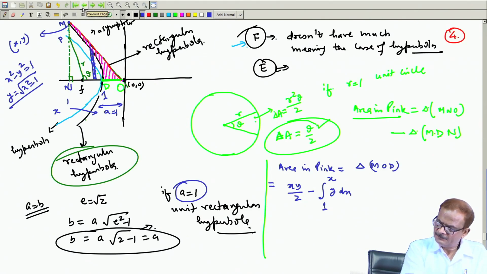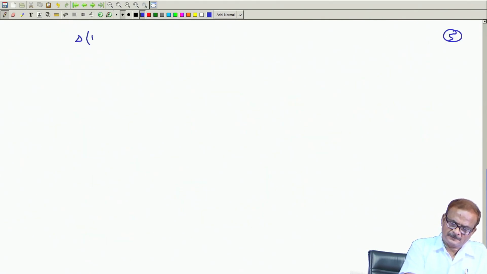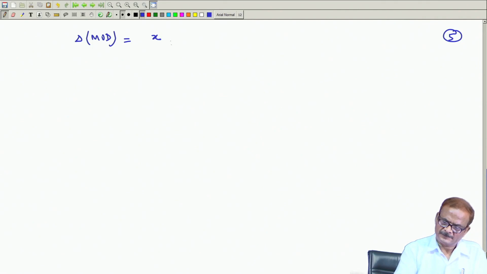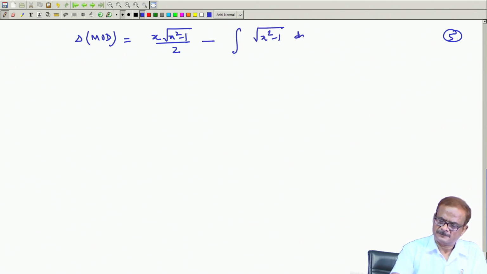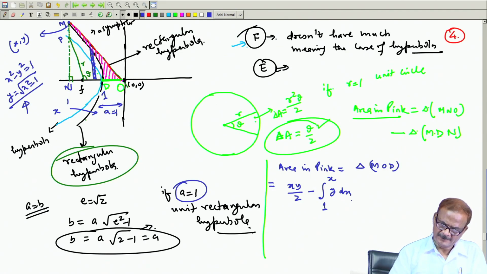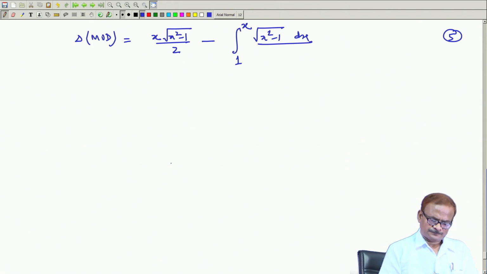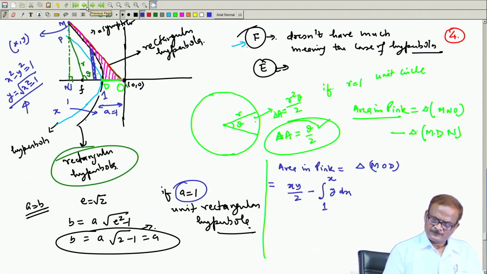Therefore, area MOD is x and y, already we have written here, x square minus 1. So, we replace here x y divided by 2 minus the integral of square root of x square minus 1 dx, that is, y dx.